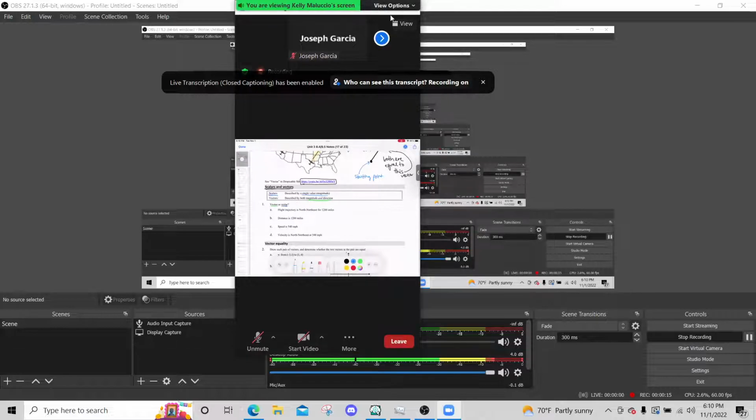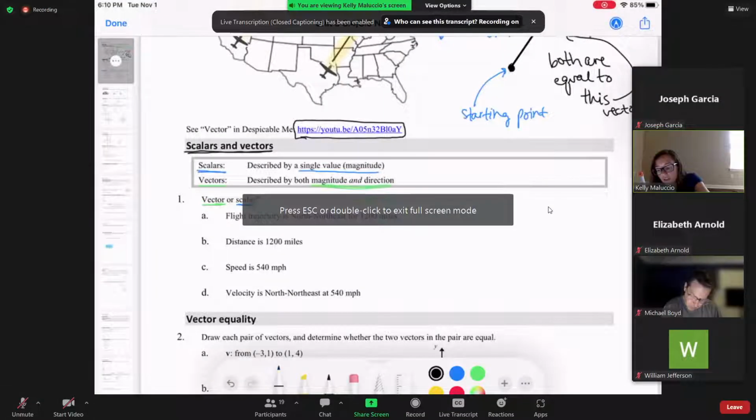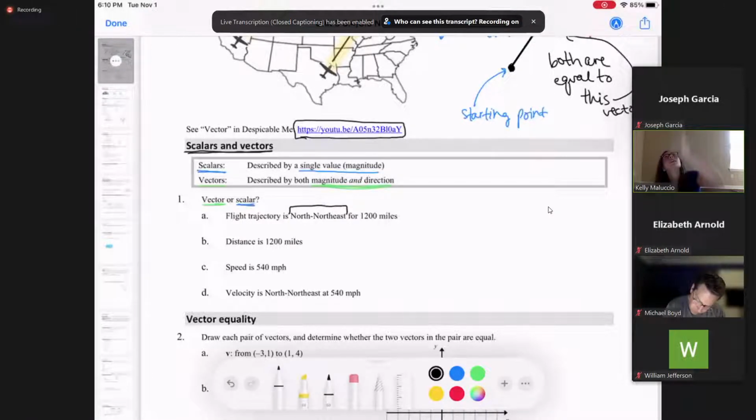Part A is telling us the flight trajectory is north-northeast. Okay, that sounds weird, but I guess it's north-northeast. So you're going north and then a little bit east. And so this is a direction. And then for 1,200 miles, this is a magnitude. It's kind of the same thing as a distance, or that's how I think of it, but we're using these more proper direction and magnitude terms. So this one has to be a vector, right? Because it gives both.